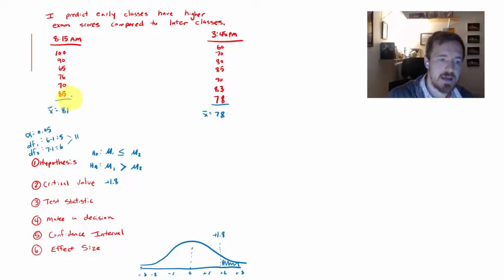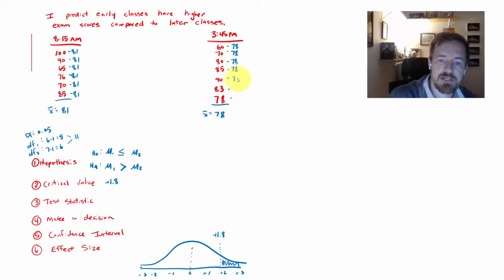So I'm going to be now subtracting each of these by the mean. That's going to give me my residuals. So 100 subtracted by 81, 90 subtracted by 81, so on and so forth. I'm just doing all these out here so it can be as clear as possible. Whoops, I was putting 81 there. That is not correct. It should be 78.